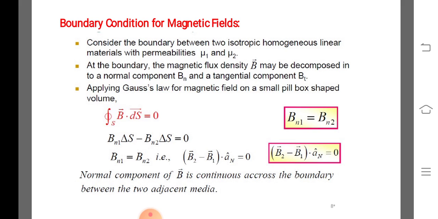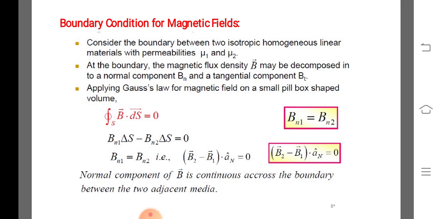This boundary condition always follows from the Maxwell equation for magnetic flux density, so it is very essential for calculations, because B represents the magnetic flux density. So Bn1 equals Bn2 is the normal component boundary condition.